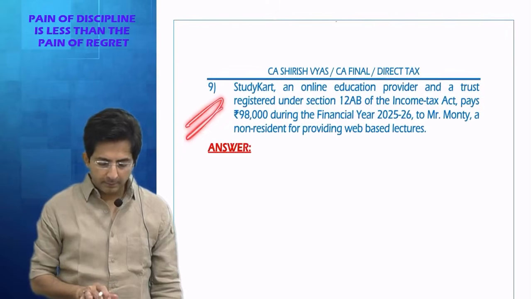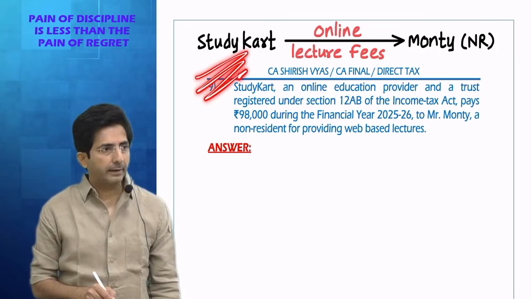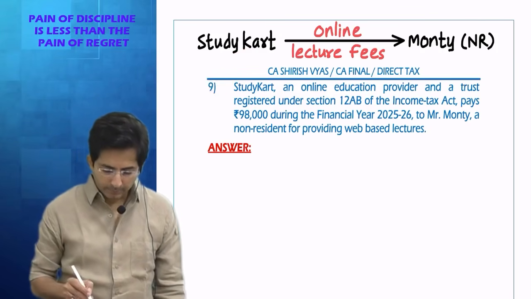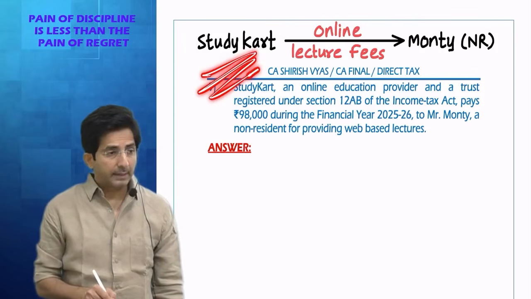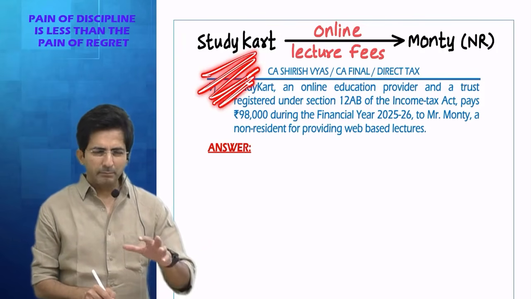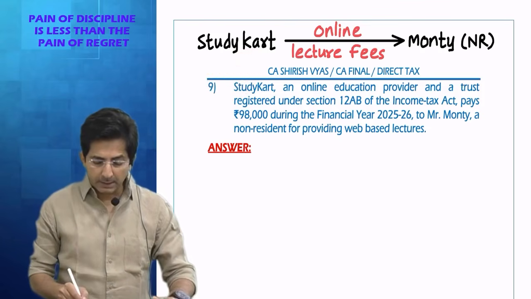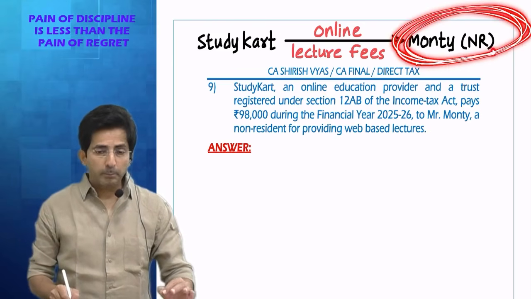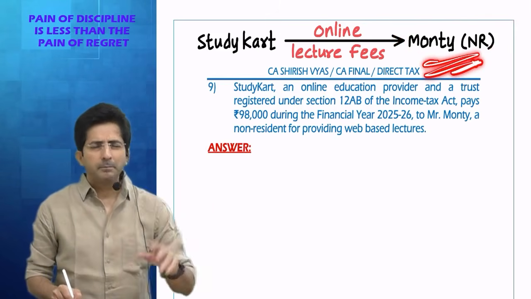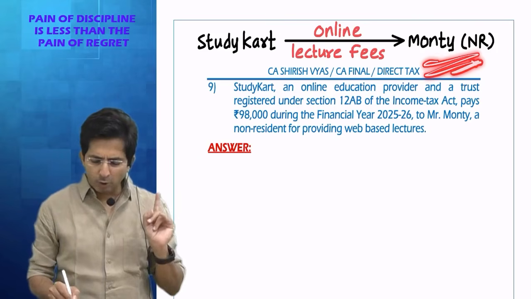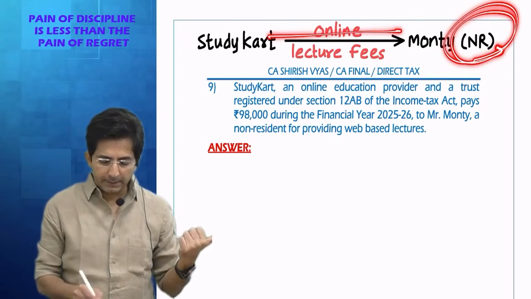See, in question 9, this has happened. Look at the drawing. There is one trust called Study Cart. Study Cart is a trust. It is organizing some education facilities for the general public. And who is the lecturer? Monty. Monty provides online lectures from a foreign country. Mr. Monty is located somewhere in a foreign country, maybe assume Singapore, Dubai, etc. He is a non-resident. It is given in the question. And he provides online lectures, and for providing online lectures, he is getting lecture fees.